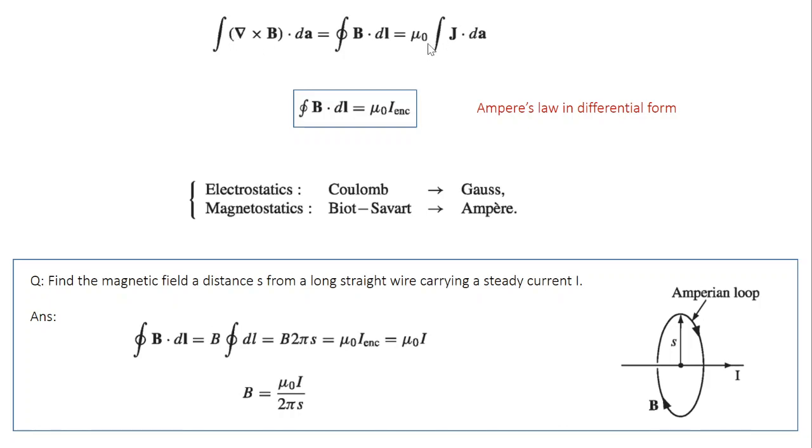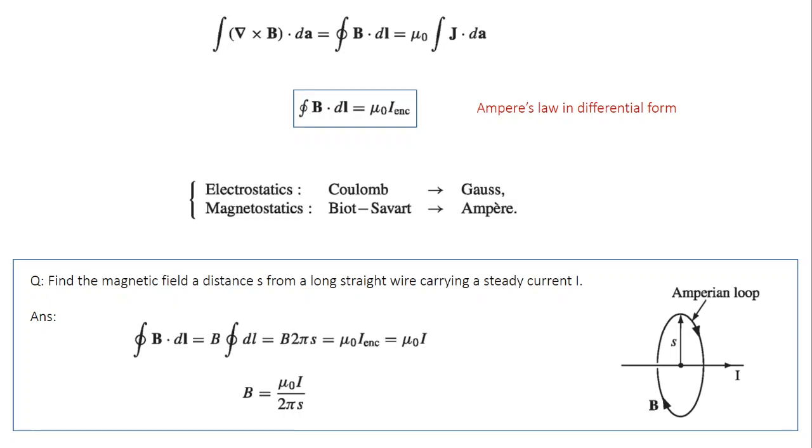Since mu naught is a constant, I can take it outside the integral and write mu naught into surface integral j dot dA. Now the surface integral on the left hand side I can convert into a line integral using Stokes' theorem. So the left hand side becomes closed line integral B dot dl equal to mu naught into integral j dot dA. Since integral j dot dA is nothing but the total current enclosed by the Amperian loop, I can write integral B dot dl equal to mu naught I enclosed. So this is known as Ampere's law.